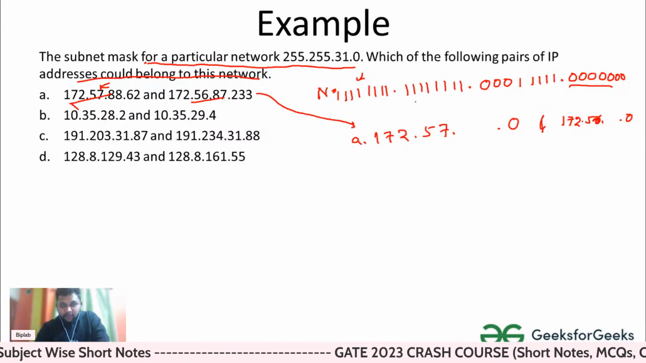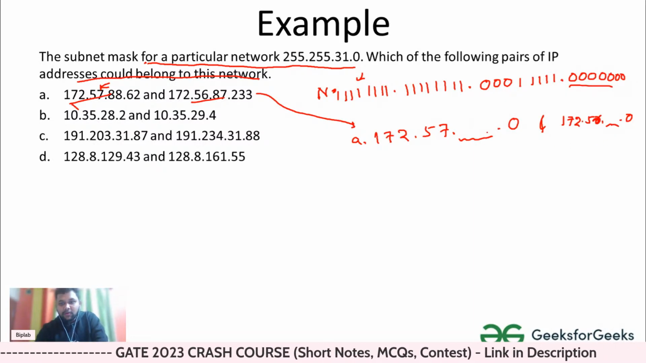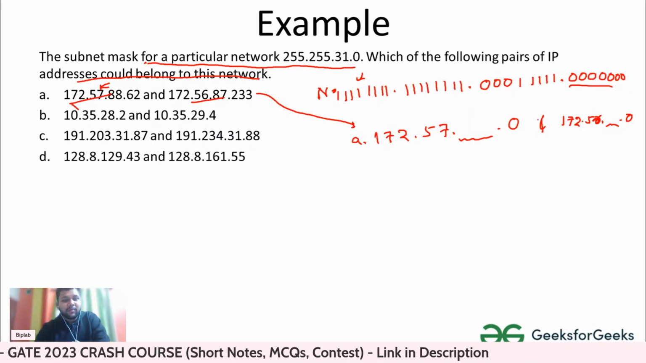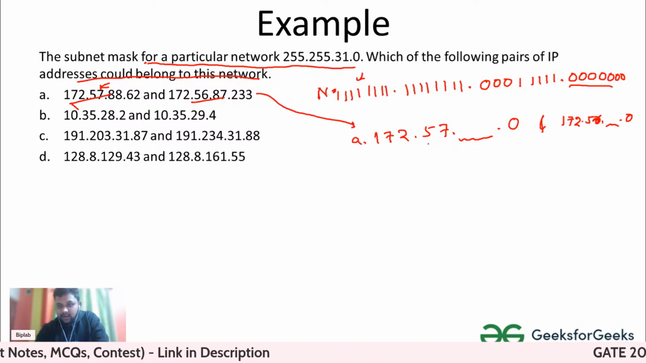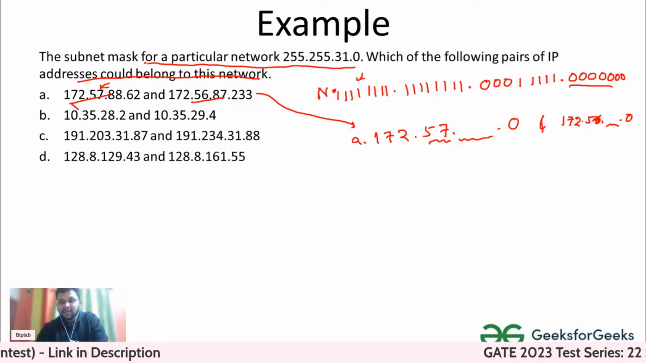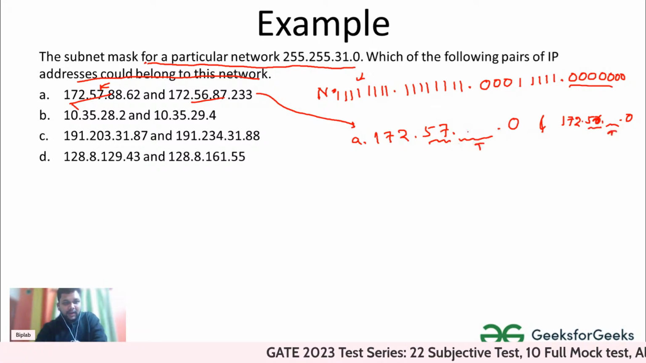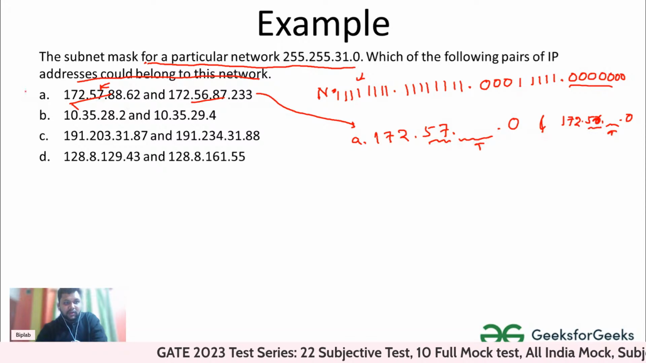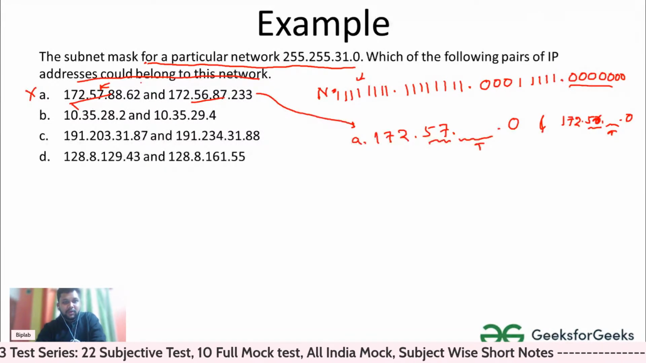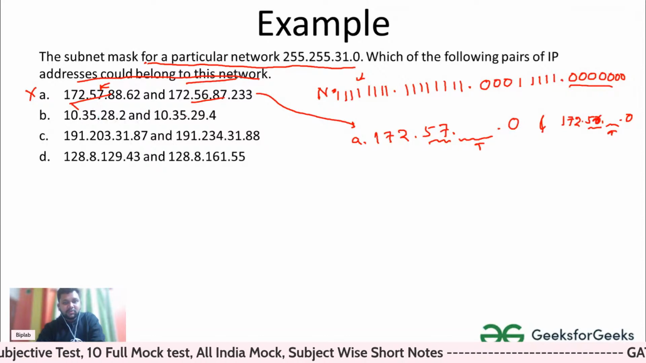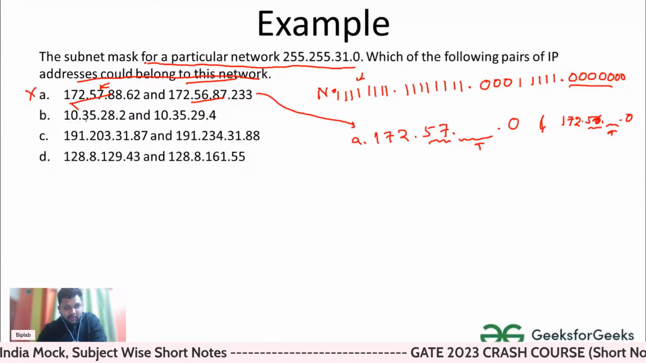Now, if you look, you don't even have to calculate this because after all, you want to compare if these two networks are same or different. Now it is already different here. Here you have 57, here you have 56. So why will you compute this? So you can directly say this is not your answer. Because they are asking could belong to this network, and these two cannot be. Okay. Now, let's consider this one.